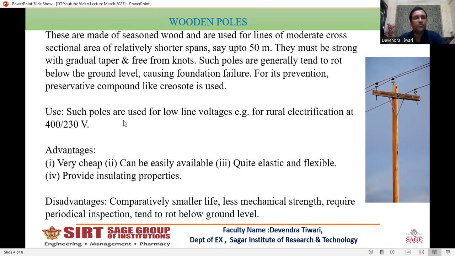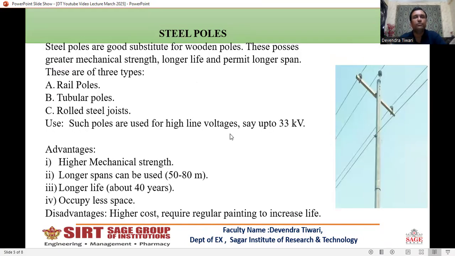Their uses: such poles are used for low voltage lines, for example, rural electrification at 400/230 volts. Advantages: they are very cheap, easily available, quite elastic and flexible, and also provide insulating properties. Disadvantages: comparatively smaller life, less mechanical strength, they require periodical inspection, and they tend to rot below the ground level. For these reasons, we move to another classification: steel poles.